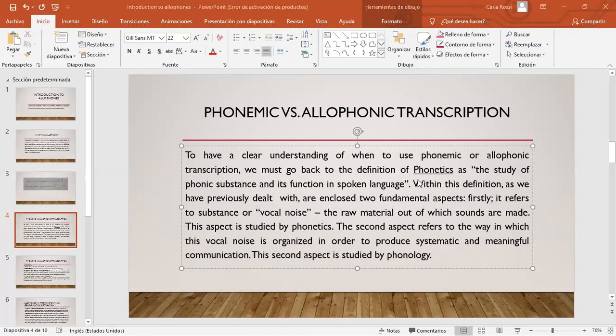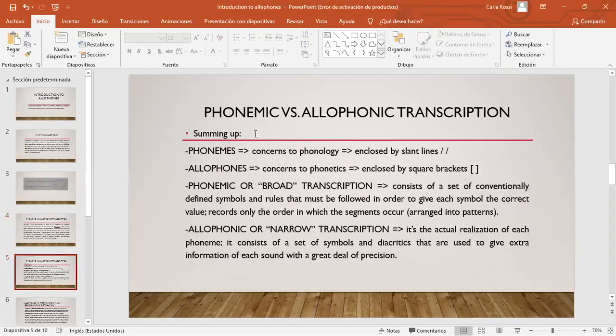So within this definition, as we have previously dealt with, are enclosed two fundamental aspects. Firstly, it refers to some substance or vocal noise, the raw material out of which sounds are made. This aspect is studied by phonetics. And the second aspect refers to the way in which this vocal noise is organized in order to produce systematic and meaningful communication. This is studied in phonology.